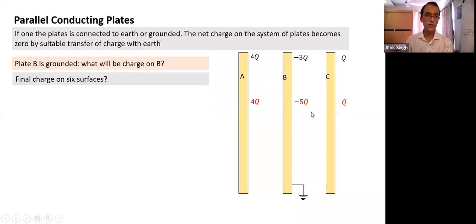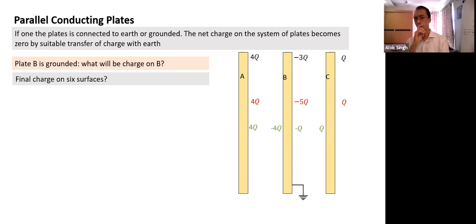Now what is the charge on this one? I think the final charge on the 6 surfaces we can easily calculate. The outer 2 surfaces will remain 0, 0. Since it is 0, whatever charge 4Q comes here. If this is 4Q, this is minus 5Q. And if this is 0, this is Q, minus Q. Easily we can find out the charge distribution. And if required, we can find out the potential difference also.